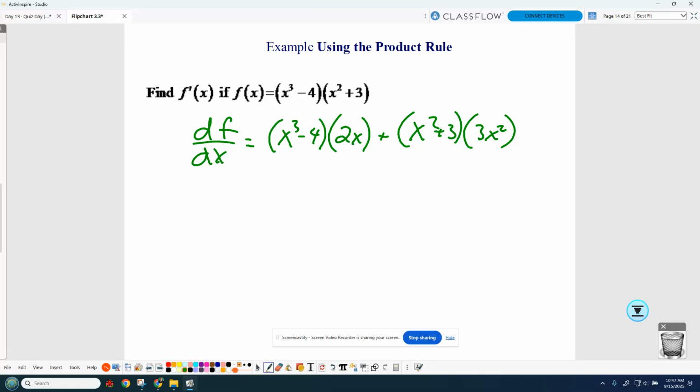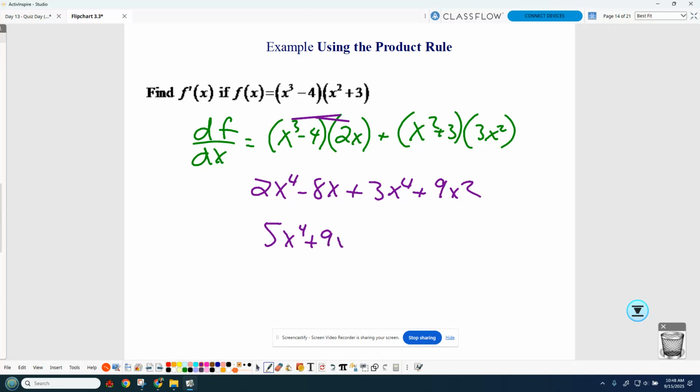Okay, perfect. And then distributing the little pieces, 2x to the 4th minus 8x plus 3x to the 4th plus 9x squared, combining like terms, 5x to the 4th plus 9x squared minus 8x, which I think is what you were starting to say in the beginning. First times the derivative of the second plus second times the derivative of the first.